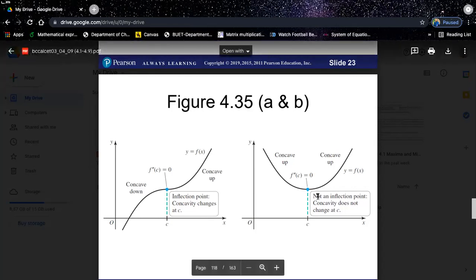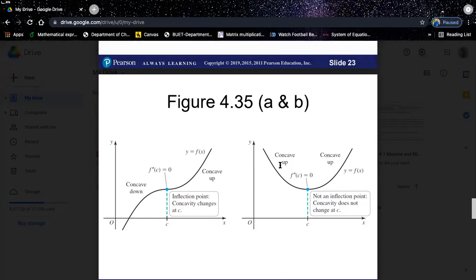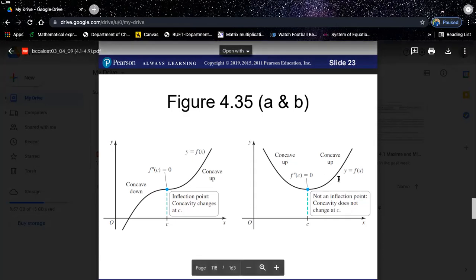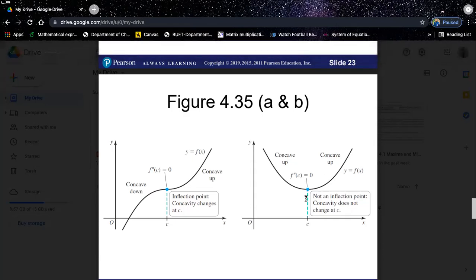Let's look at this graph to clarify things more. You can see it's concave up everywhere because it was initially negative, and as we are moving to the right, it's getting positive. So it's concave up for this graph. There is no concave down here. It's not really changing its concavity.